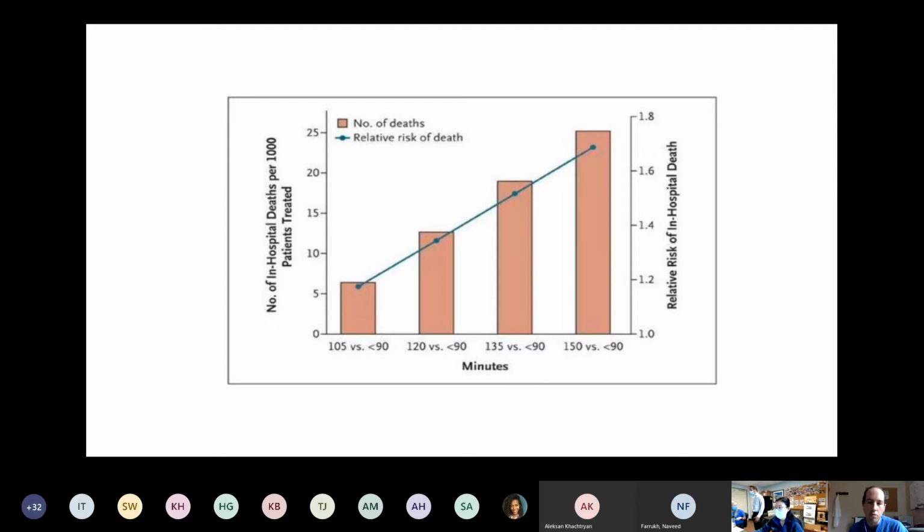So the door to balloon time is 90 minutes. You're supposed to meet that goal of 90 minutes. And if you see here, if you're just 15 minutes over that 90 minutes, your relative risk of death starts to increase. So time is very important in these.